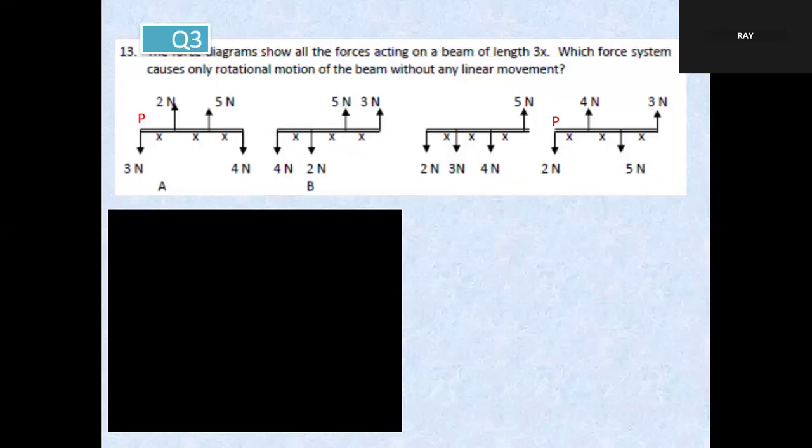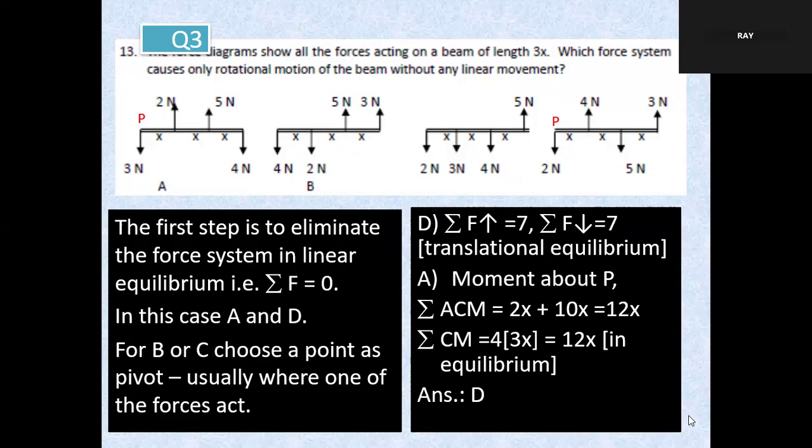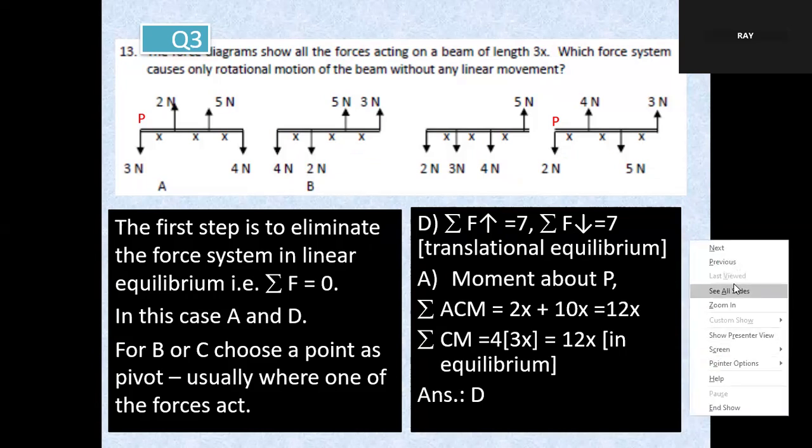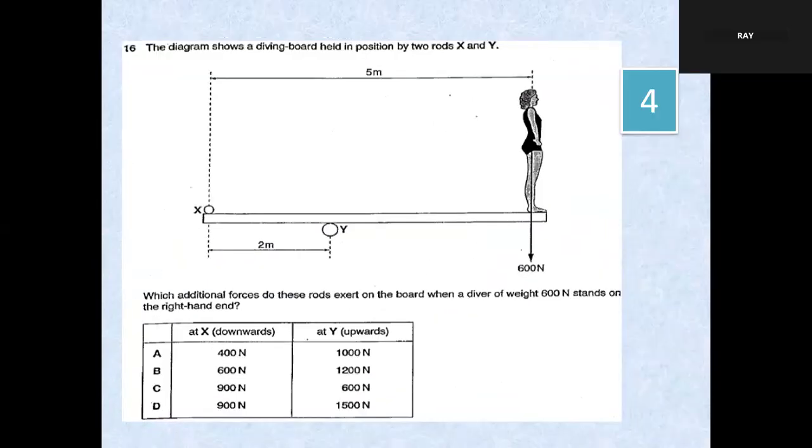Okay, now any more problems? No? Okay, let's try the next question. Try this one. The diagram shows a diving board held in position by two rods. X and Y are the two rods. Which additional force does each rod exert on the board when the diver of weight 600 newtons stands on the right hand end?